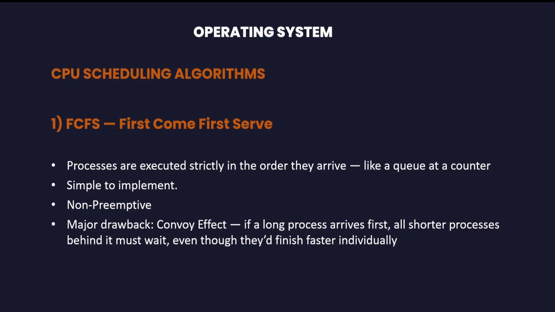Major drawback: if a long process arrives first, all shorter processes behind it must wait, even though they would finish faster individually. So, for example, job 1 is first in the queue and it will take 2 hours to execute. Behind it are job 2, job 3, job 4. Every job from 2 to 4 will take only 1 minute to execute. But since job 1 is first in the queue, it will execute first and it will take 2 hours. So behind job 1, 3 jobs with only 1 minute will have to wait for 2 hours. So this is the convoy effect and it happens in the first come first serve algorithm.